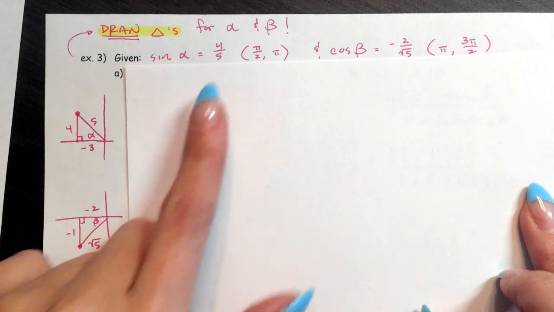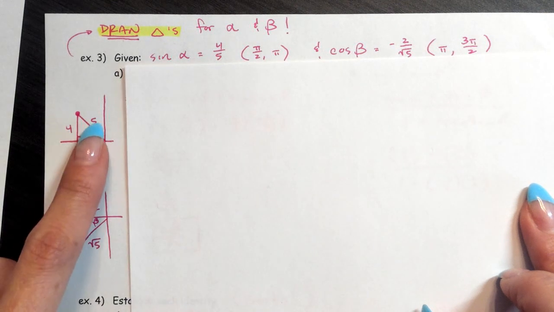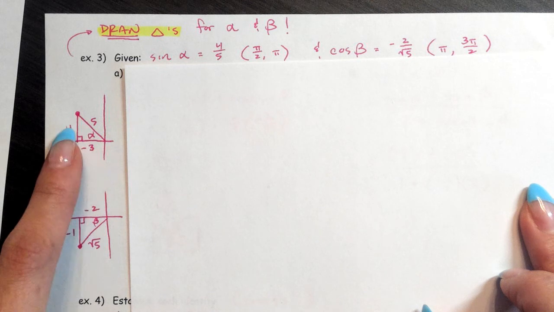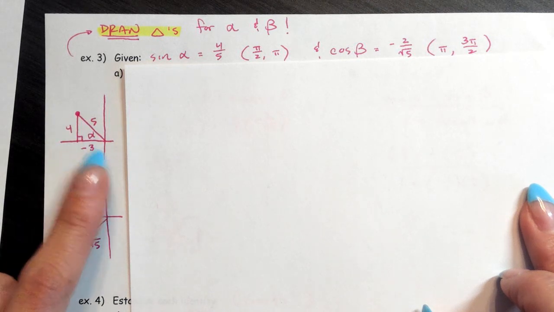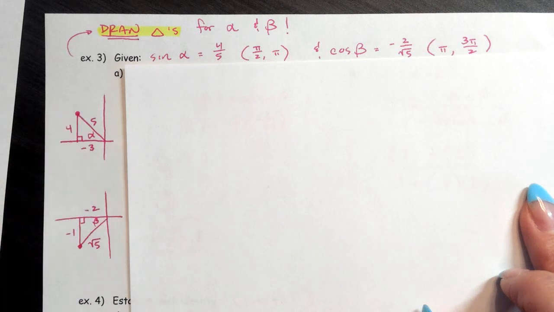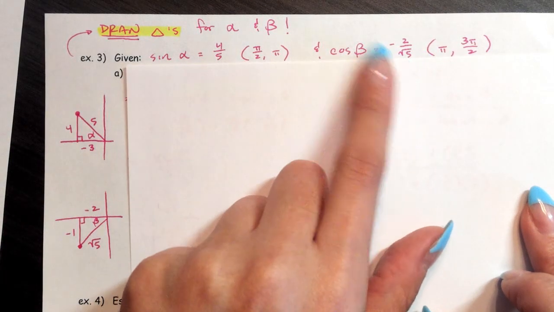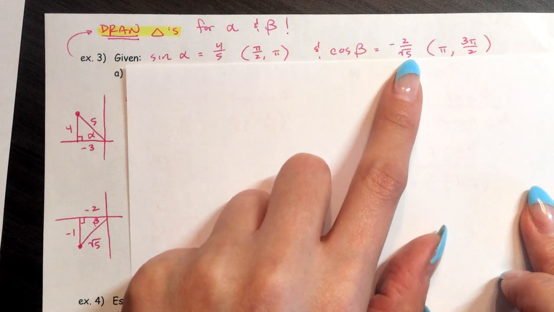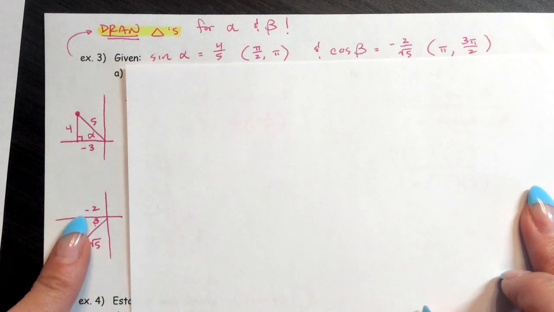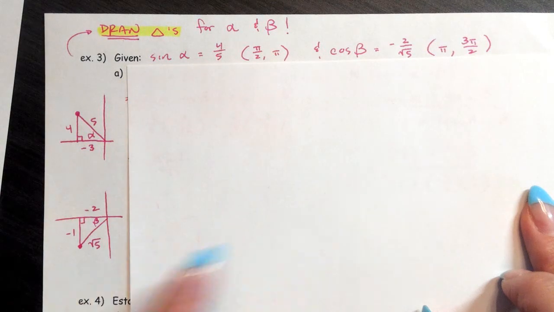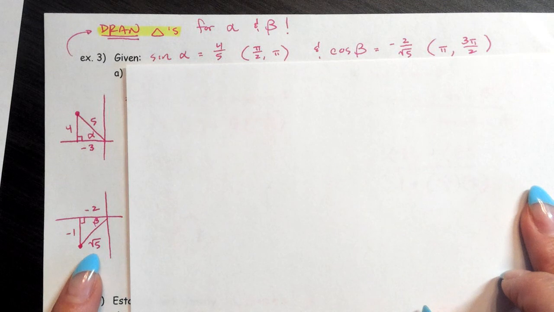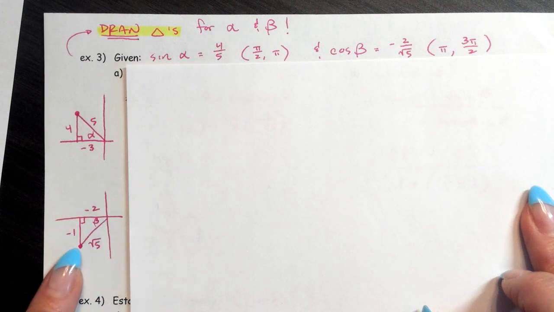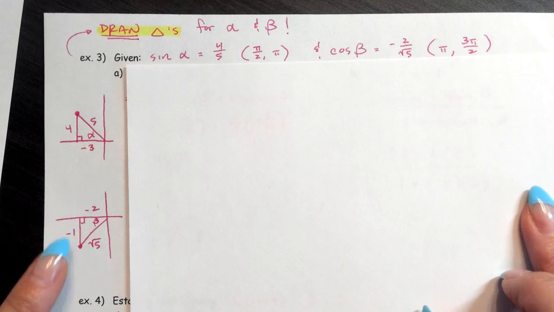So quadrant 2, here's my opposite over hypotenuse. This must be a 3, 4, 5 triangle. I know that's a negative because it's in quadrant 2. Quadrant 2 has negative x, positive y, right? Okay, and then this one, cosine is adjacent over hypotenuse. So my adjacent to angle beta in quadrant 3 is negative 2 because my hypotenuse is always positive. And if I'm in quadrant 3, I have a negative x and a negative y. So I do my Pythagorean theorem, I get a negative 1.